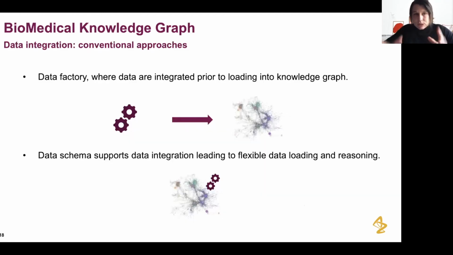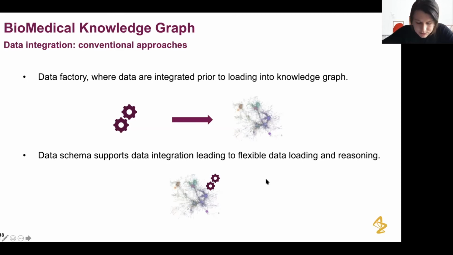So to sum it all up, data integration. There are two conventional approaches. Data factory: you are integrating all your data before loading into the knowledge graph. You're integrating and then you're loading. Another approach is that the data schema supports data integration, or technology supports data integration, leading to flexible data loading and reasoning. So that's the case I was describing to you.